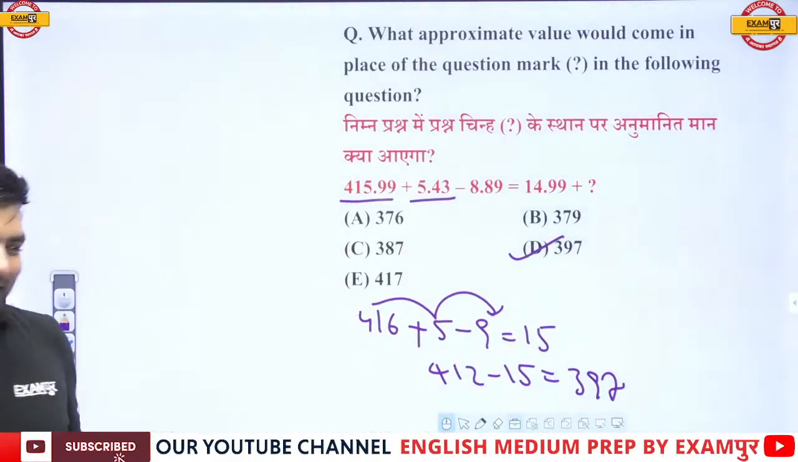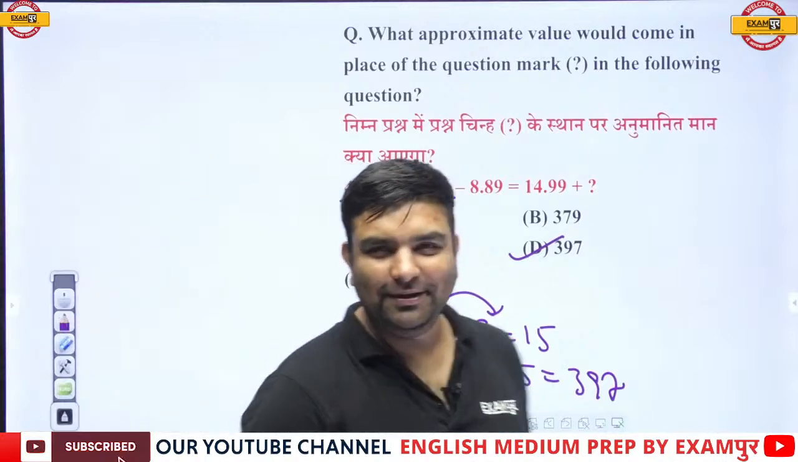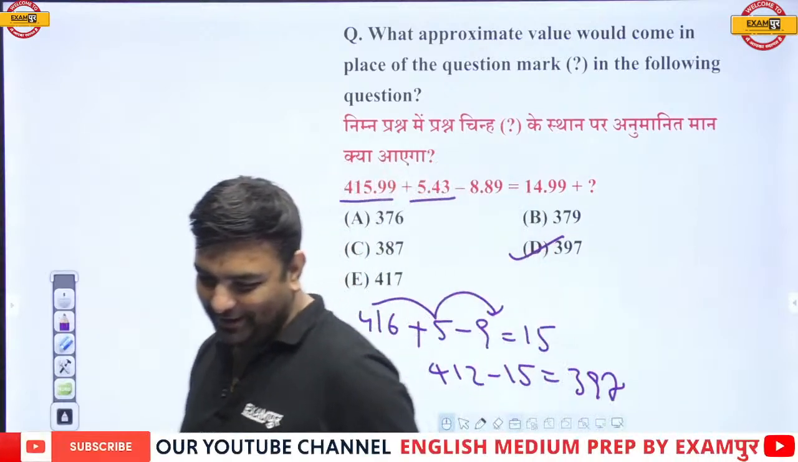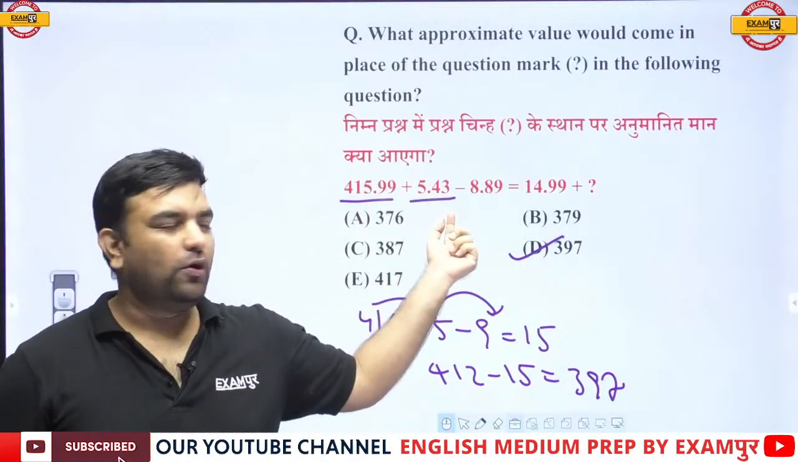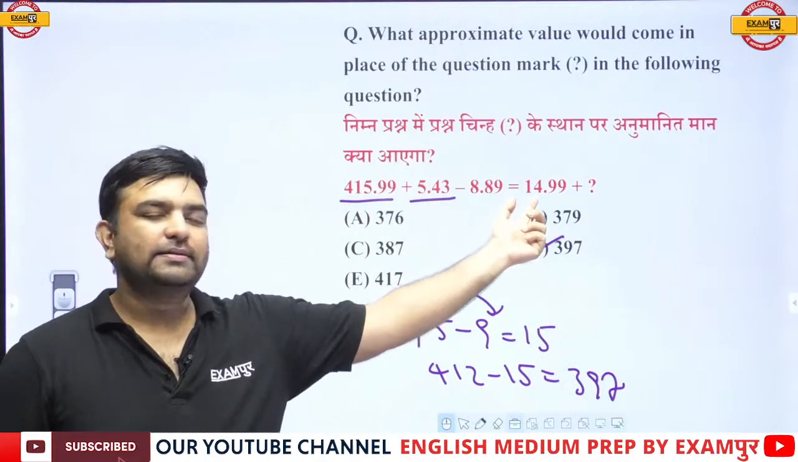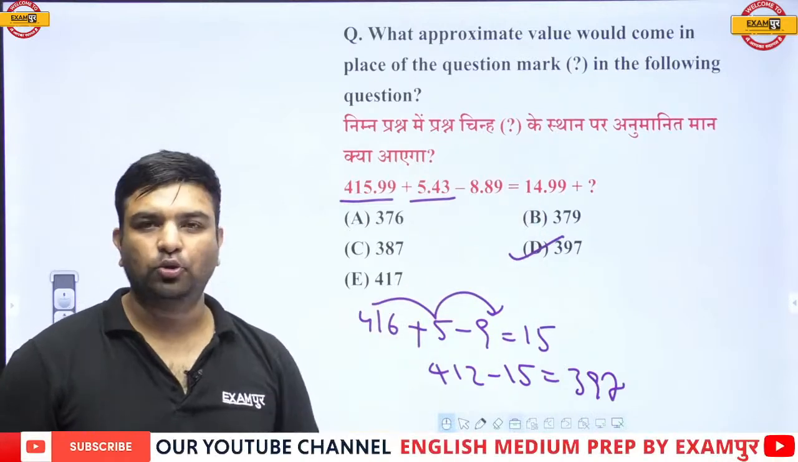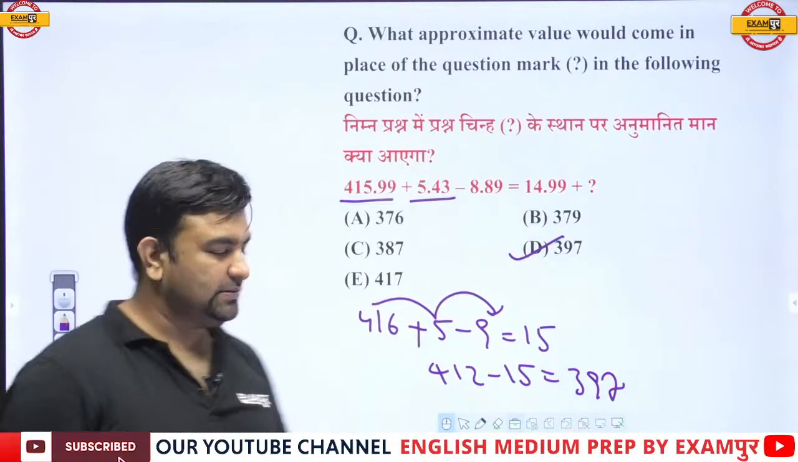Yeah, Shrivani. Exactly, you said it correctly. Okay. 416, I assumed it 4. 5, I assumed it 9. I assumed it 15. So it comes out to be 397. 397 is our answer.